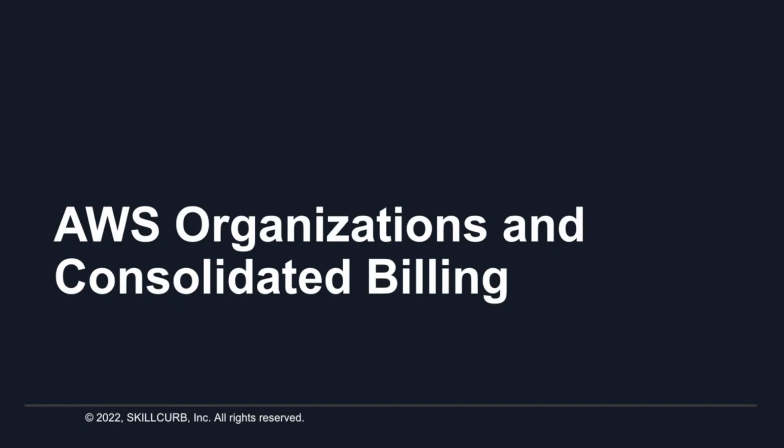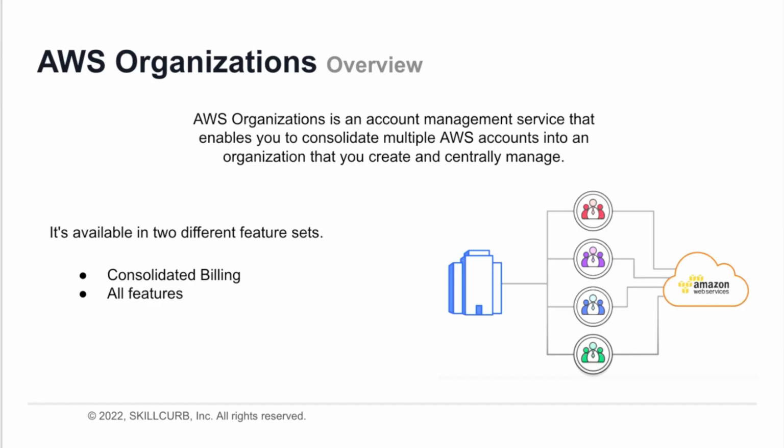AWS Organizations and Consolidated Billing. AWS Organizations is an account management service that enables you to consolidate multiple AWS accounts into an organization that you create and centrally manage, and it's available in two different feature sets. So you've got consolidated billing, and then you've got all the features.